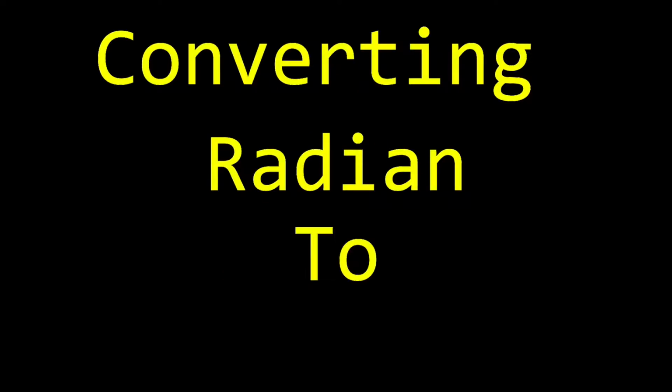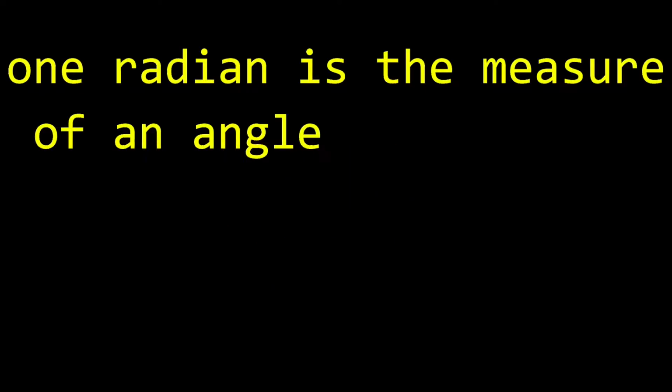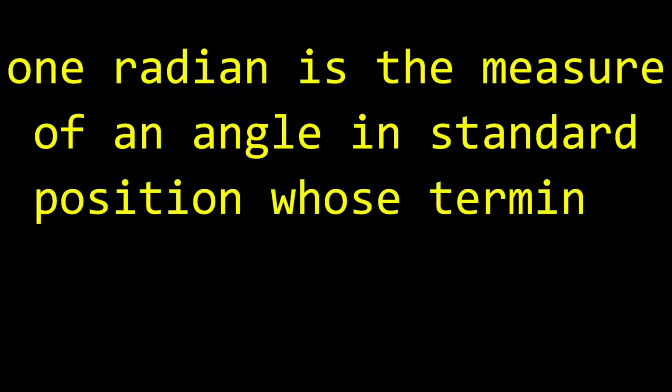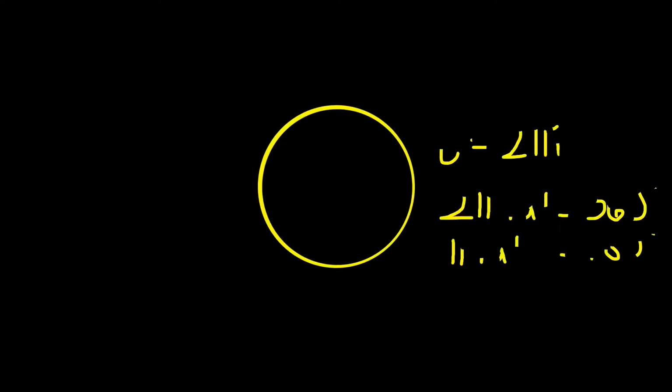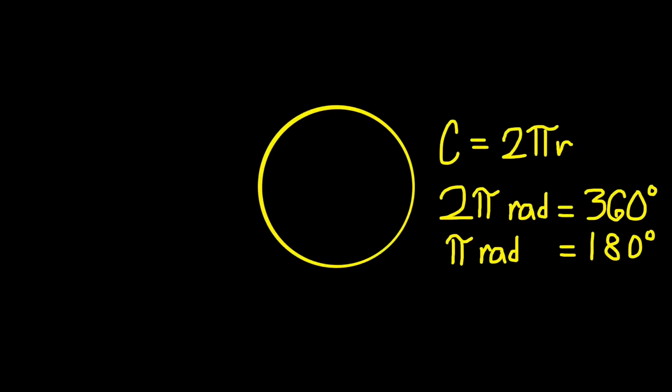Converting radian measure to degree measure, and vice versa. 1 radian is the measure of an angle in standard position whose terminal side intercepts an arc of length r. Since the circumference of a circle is 2 pi r, then there are 2 pi radians in a full circle. 2 pi radians is equal to 360 degrees. Pi radians is equal to 180 degrees.